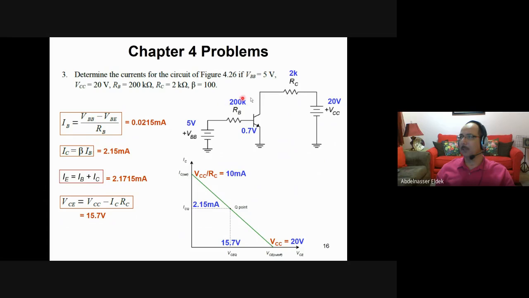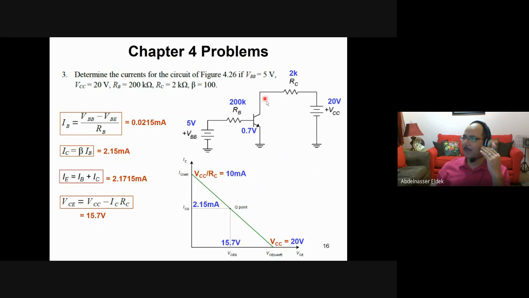And the IB, you multiply it by beta to calculate IC current, this current. So this current will be 100 times this number here. So it is 2.15 milliampere. And if you want to calculate the current here in the emitter, the current in the emitter is the summation, IB plus IC. This is the current in the emitter.